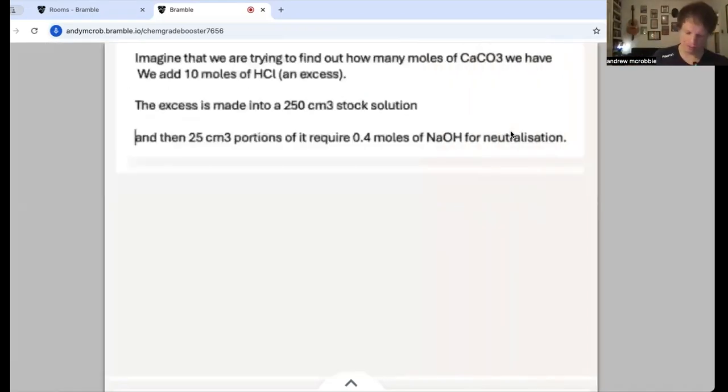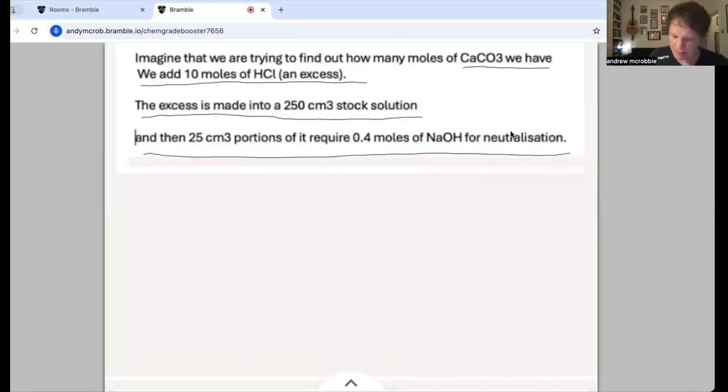Now, for example, here's a typical question. Imagine that we're trying to find out how many moles of calcium carbonate we have. We add 10 moles of hydrochloric acid, which is in excess. The excess is made up to 250 stock solution, and then we titrate 25 of it, and it requires that amount of sodium hydroxide. Now, when you're in the exam, if you're anything like me, you read that and you just think, what? So you have to read it again and again.